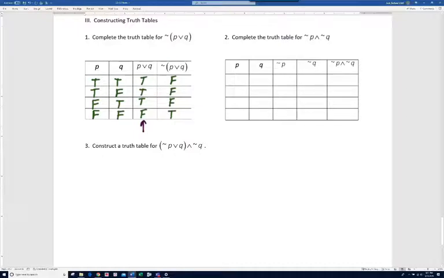All right, so you should have said true, true, true, false, false, true, and false, false. Now, not P is going to have the opposite truth value of what's in this column, so we're going to have false, false, true, true. And not Q will have the opposite truth values of what's in the Q column, so it'll be false, true, false, true.